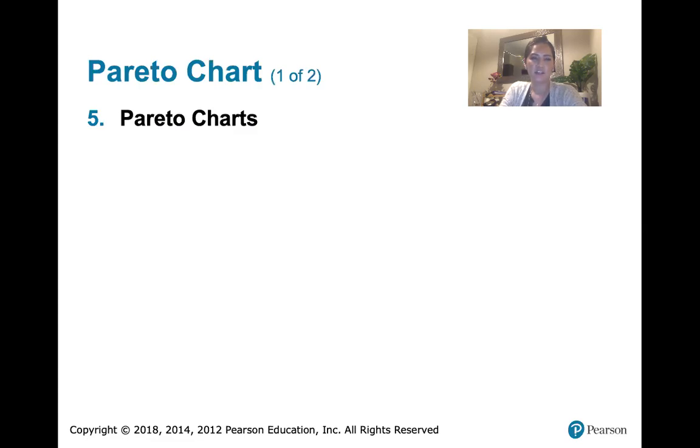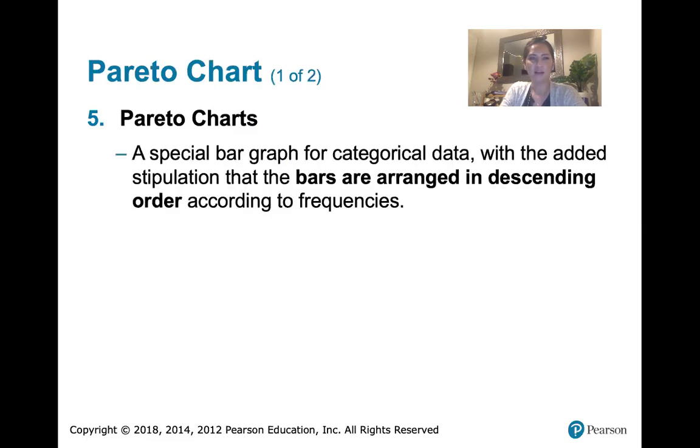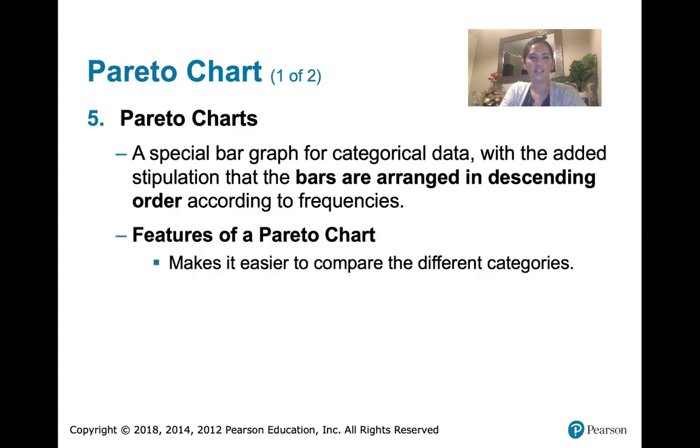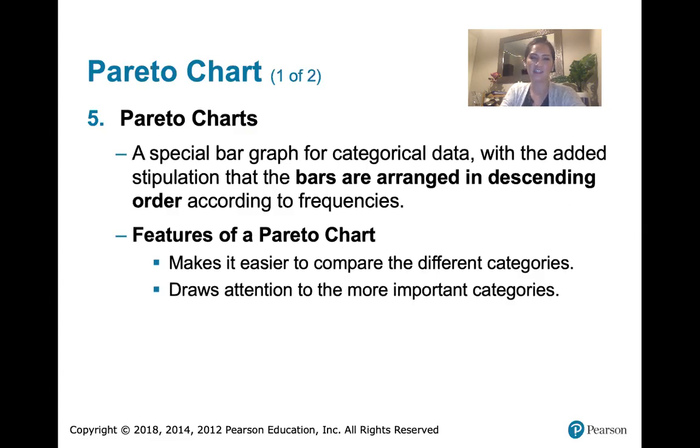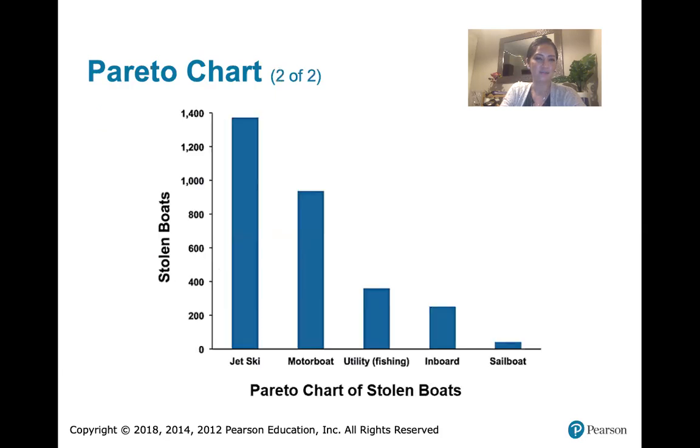Now, Pareto charts are a special type of bar graph. There's just one stipulation. In a Pareto chart, bars are arranged in descending order, so the tallest bar comes first. What's nice about this is that it makes it easier to compare the different categories. And the fact that it starts from the tallest bar and goes to the smallest bar draws attention to the most important categories. So it makes it very clear what category has the highest frequencies.